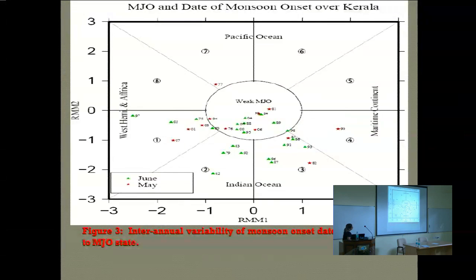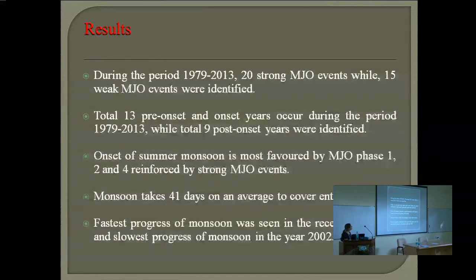MJO phases propagate eastward from here to here. So from this plot you can see there are years when onset occurred in May, shown by a star, and a triangle shows the onset date when the onset of monsoon occurred in the month of June. So these are the results.